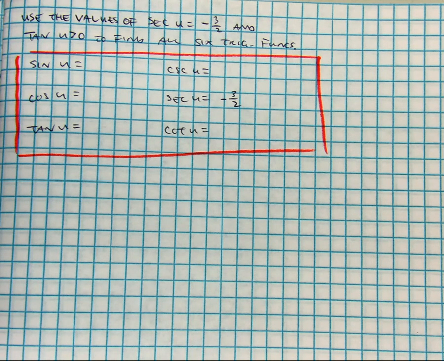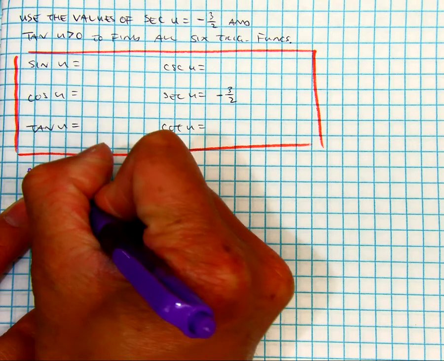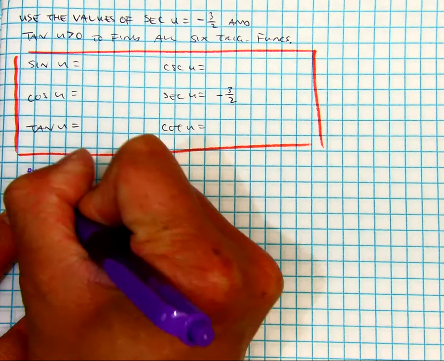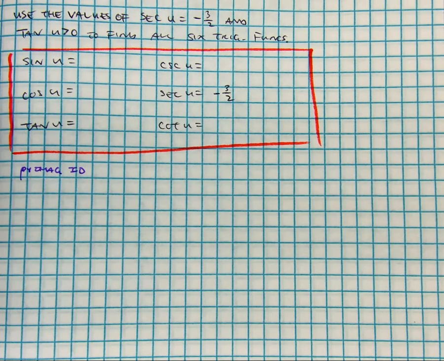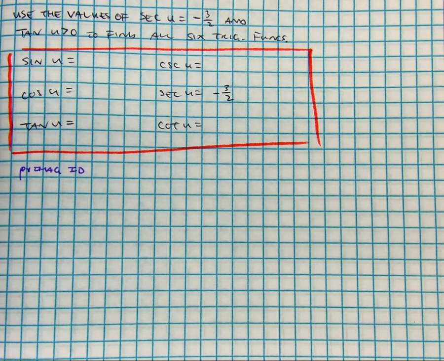What's the first one you guys want to use or find? You want to use the what? Pythagorean? Pythagorean identity. Leslie, what is the Pythagorean identity we're going to use?